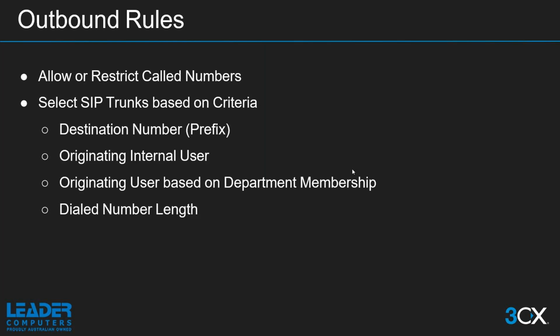With the outbound rules, even if the customer dials just the 8 digits, you can make it pick that up and add the 618 at the front automatically. You can use the prefix, and also use it with the originator internal user. So you can set outbound rules specific to a user, or specific to departments, or with the dial number length. We'll go through each and every one of these options while we are doing the demo.